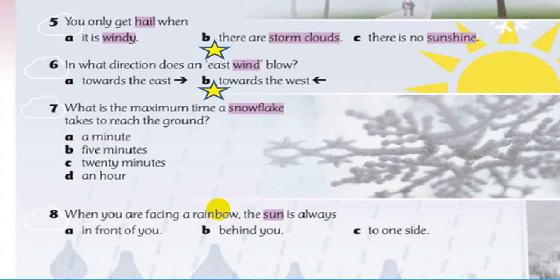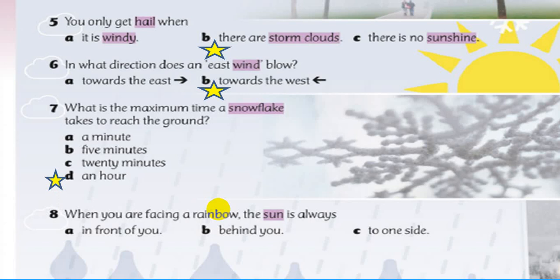Okay, 7. What is the maximum time a snowflake takes to reach the ground? A. A minute. B. 5 minutes. C. 20 minutes. D. An hour. What do you think? Yes, an hour. You didn't expect that, right?